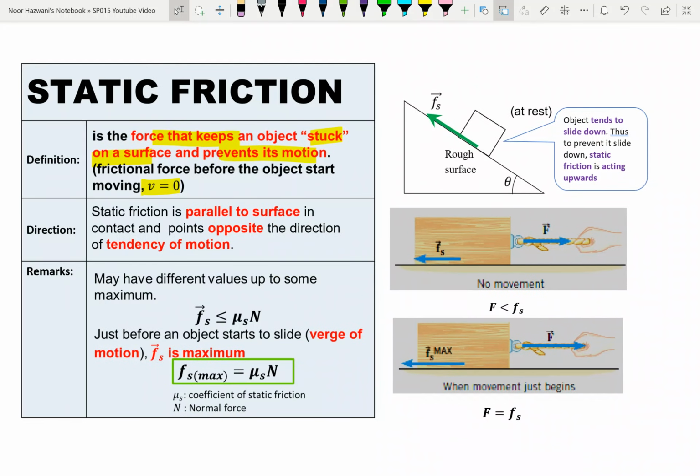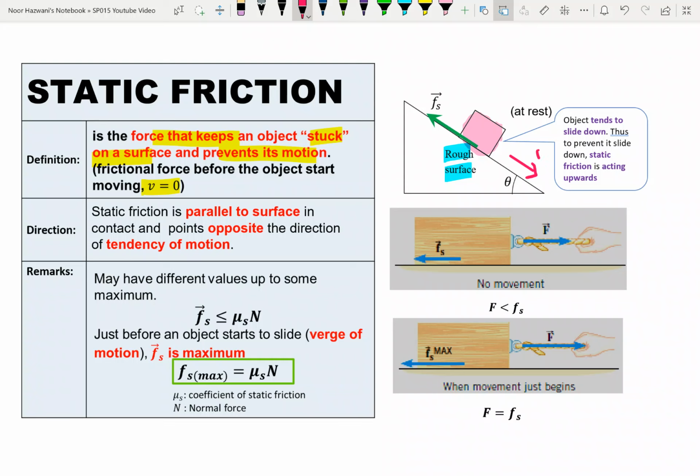Okay, so kalaulah contoh objek ni, contoh blok ni, blok ni dia dalam keadaan rest. Okay, dia diletakkan di atas rough surface. So, bila rough surface means dia ada friction lah. Tetapi dia duduk diam, kita ada static friction. Tetapi macam mana kita nak lukis static friction? So, arah, the direction of the static friction. You tahu objek ni, dia punya tendency ataupun kecenderungan dia nak bergerak adalah ke bawah. Maksudnya dia tend untuk bergerak ke bawah lah.